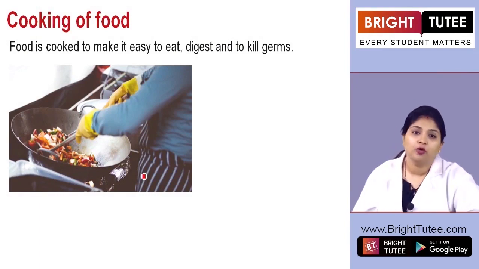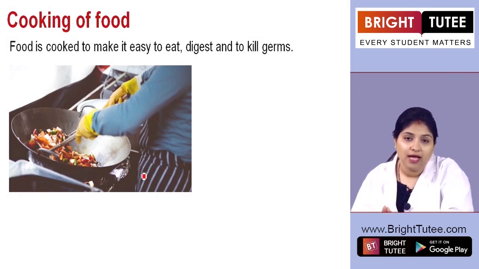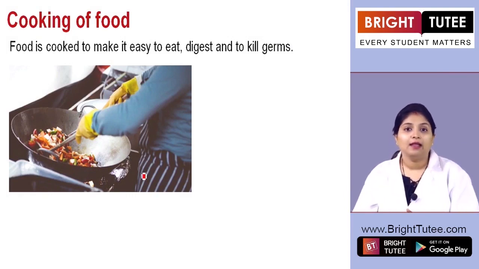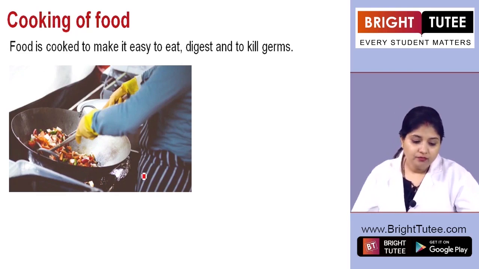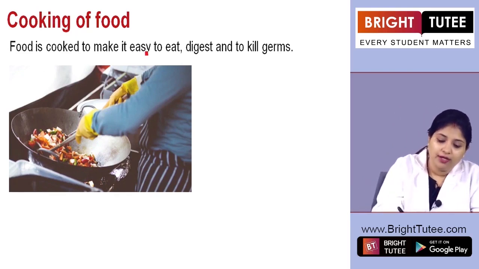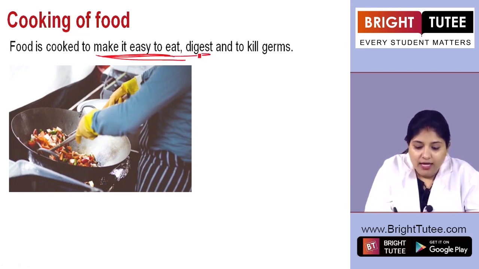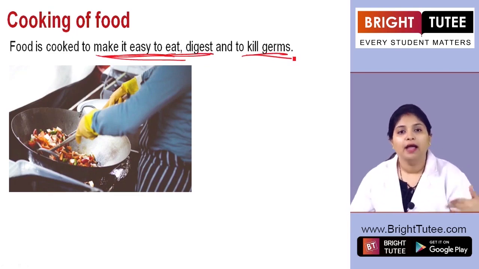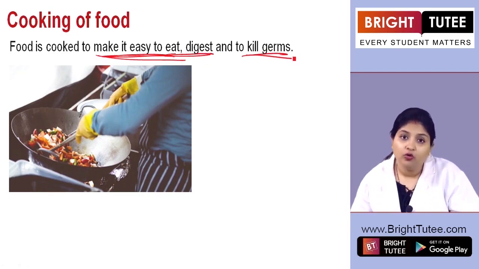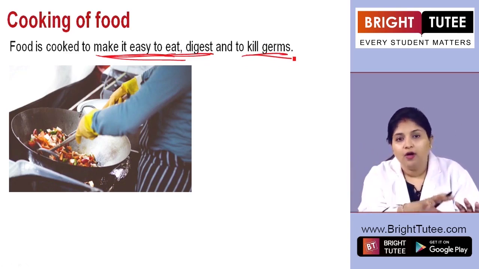One of the advantages of cooking is that it makes the food tastier. It makes it easy for us to digest, right? But understand that there are certain disadvantages associated with cooking. So why is food cooked? First of all, it is cooked so that it is easy to eat and to digest. Apart from that, if there are any germs, they are killed by the high temperature used during cooking, right? So this is one of the reasons why cooking is done all over.